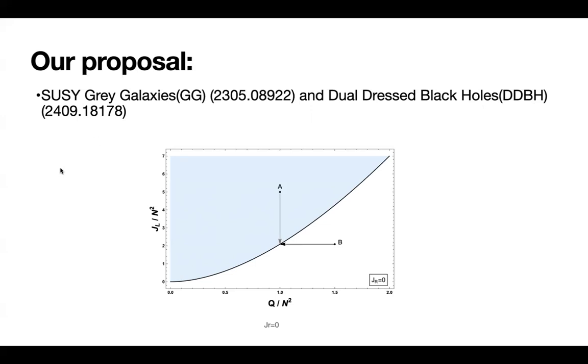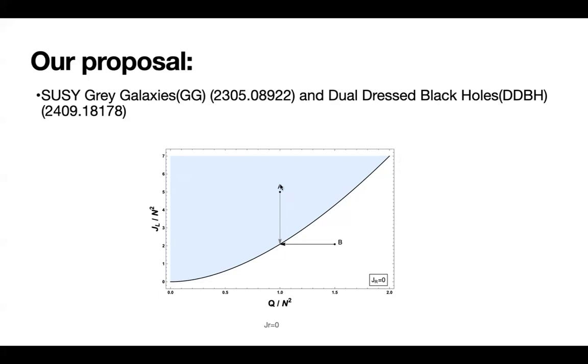Okay, and the simple idea is explained in this special case where three of the charges Q1, Q2, Q3 are equal and they are labeled by capital Q, and J_R is put to 0. In this case, it's a two-dimensional possible supersymmetric space. However, the black holes only lie on this one-dimensional black line.